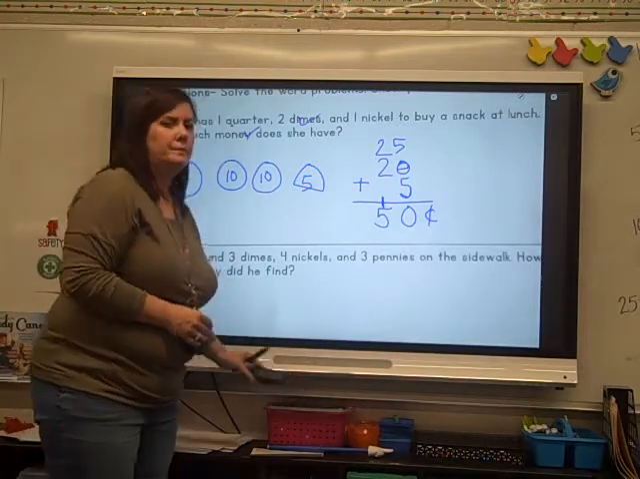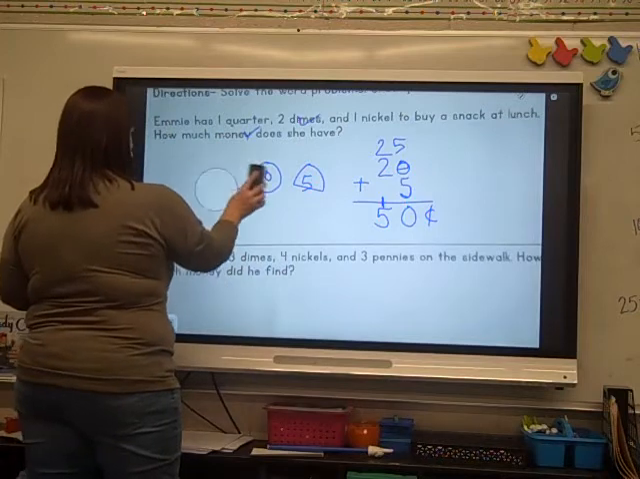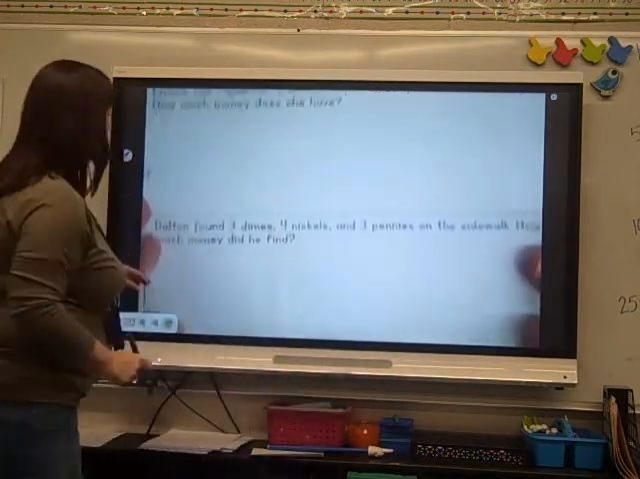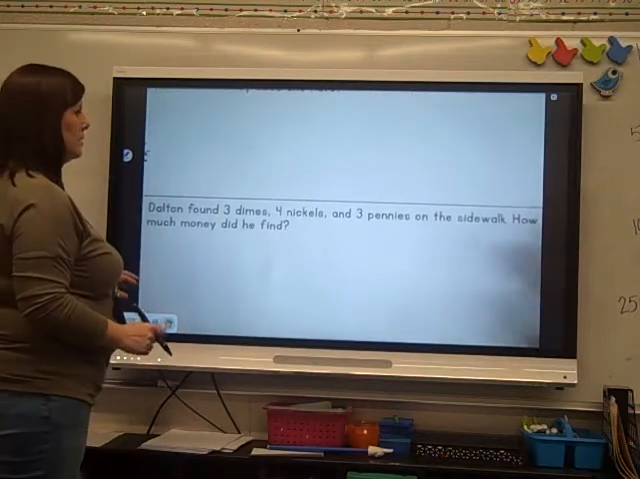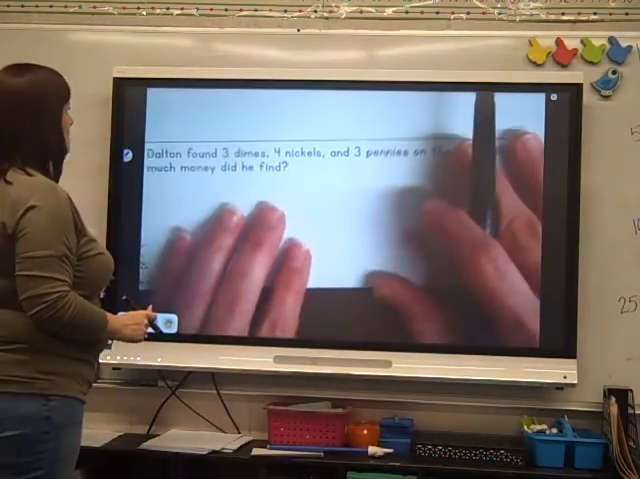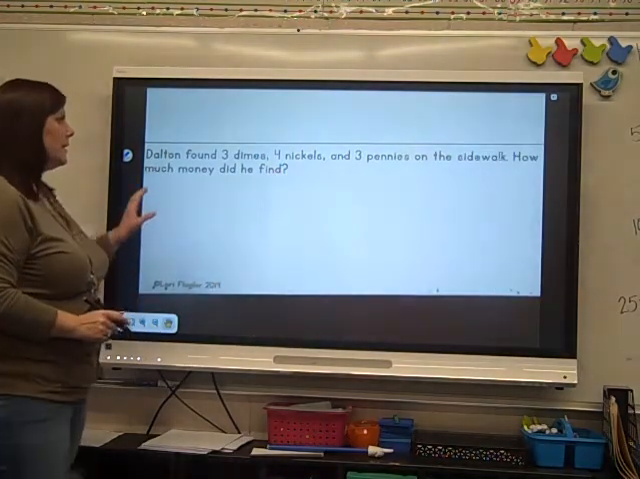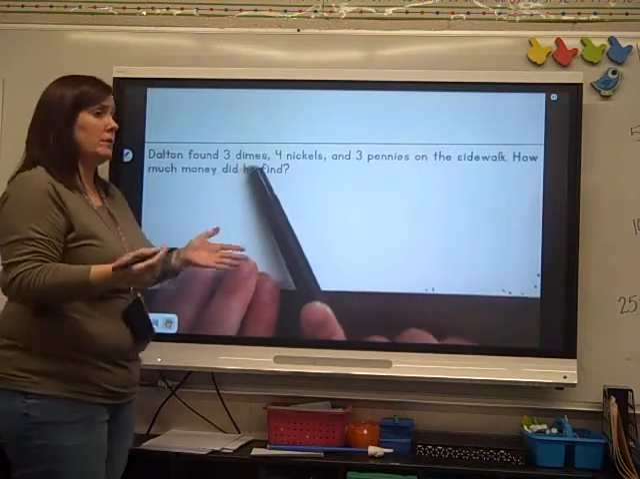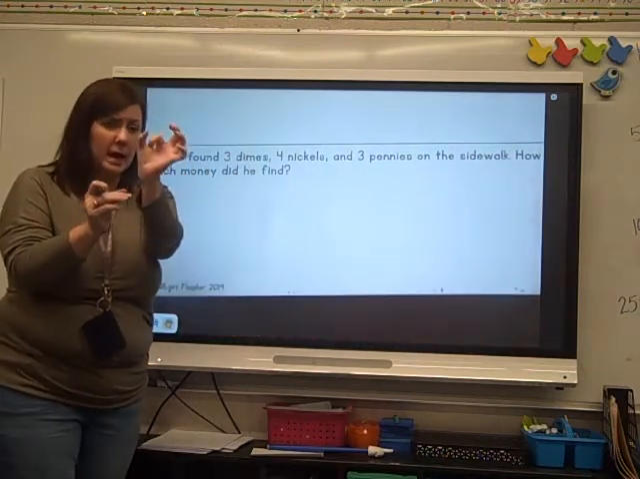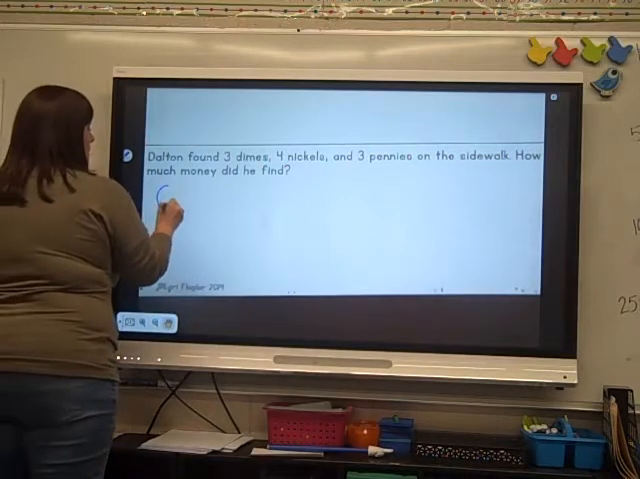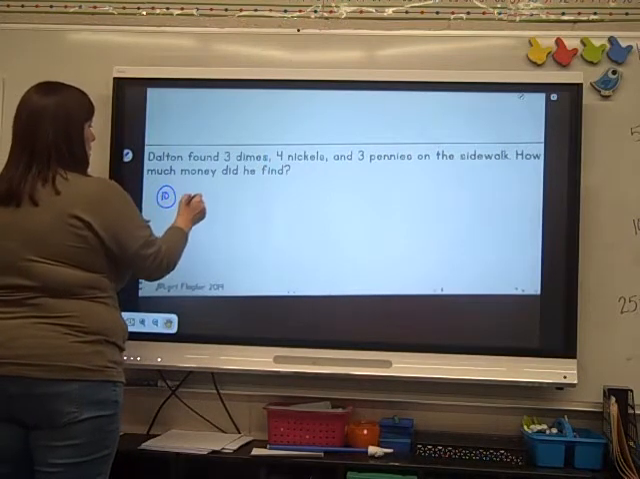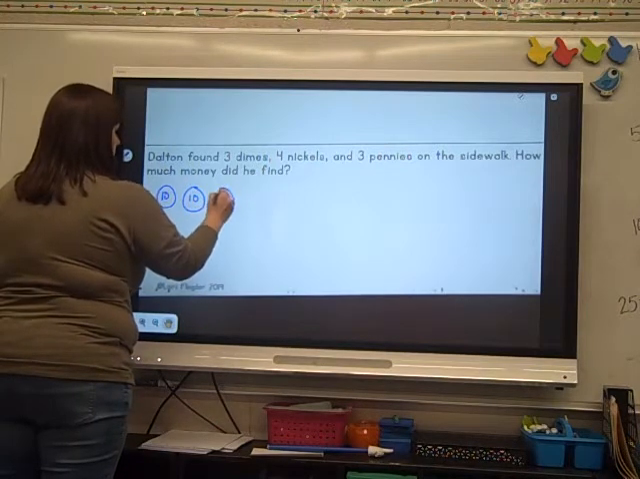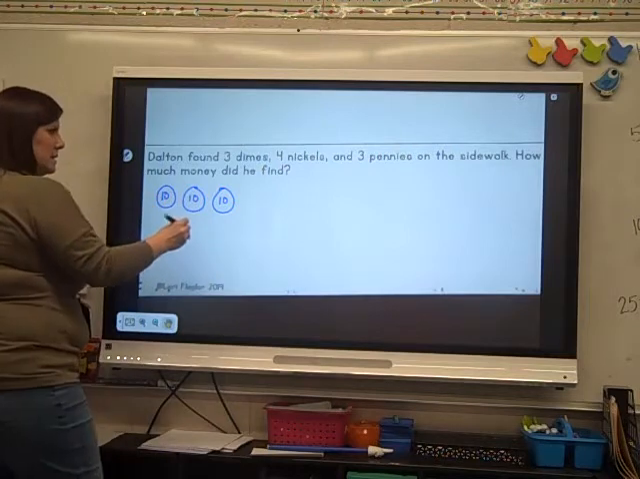Everybody got it? All right, I'm going to erase it and go down to this bottom one. Down to Dalton. Can you push it all the way up so that we have more room. All right, ready? Dalton found 3 dimes. Okay, so let's draw 3 dimes. Now the dime is smaller, okay? So let's do a small circle. It's 10, there's 1, there's 2, there's 3. Each dime is worth 10 cents.